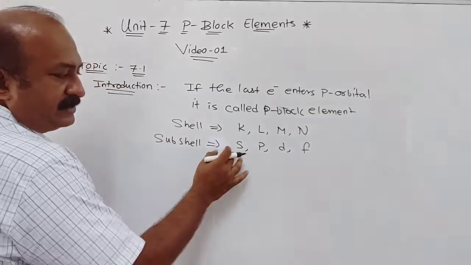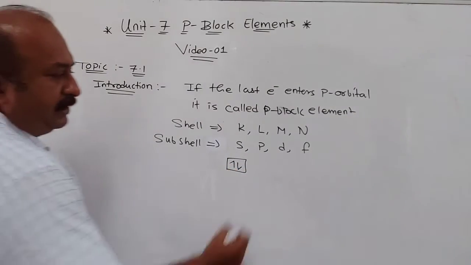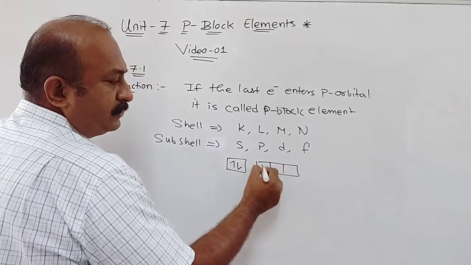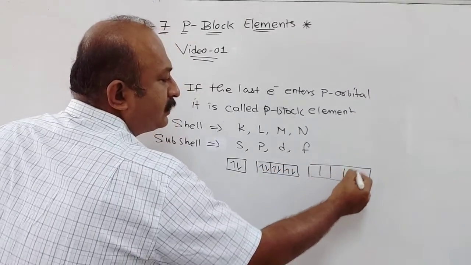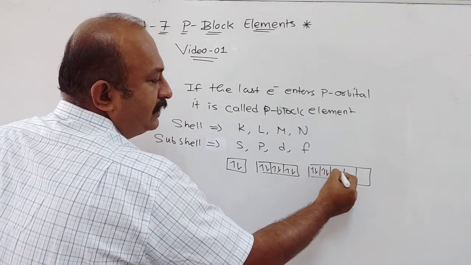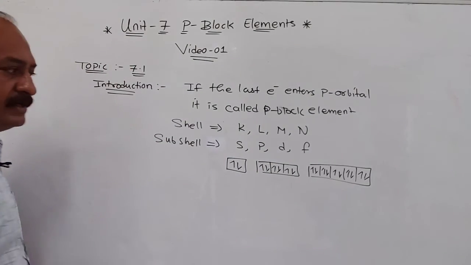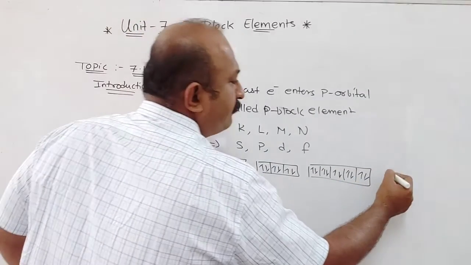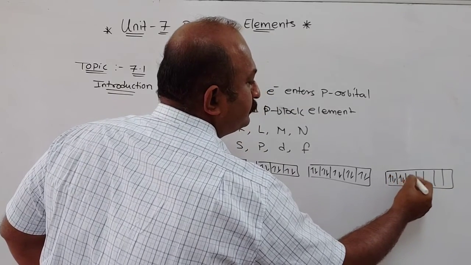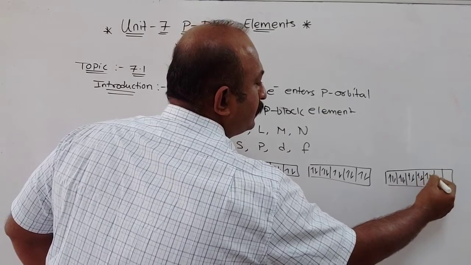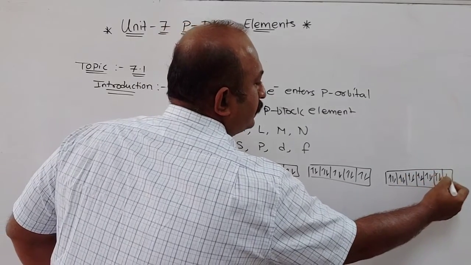Understood? Now in S orbitals, a maximum of 2 electrons can be accommodated in one orbital. In P block, a total of 6 electrons can come. How many electrons? 6. When we talk about D orbital, there are a total of 10 electrons. 10 electrons can be accommodated, with opposite spin. This you have studied in 11th standard. Then F block elements: total 14. How many? 14.